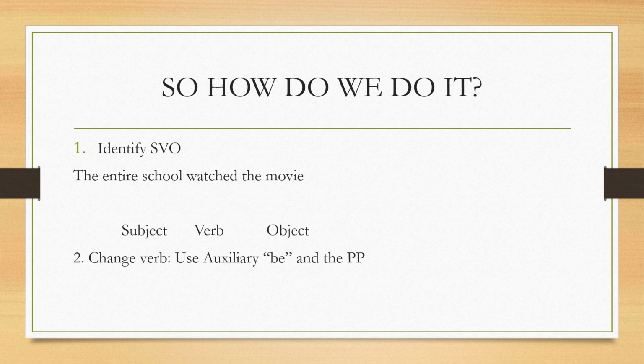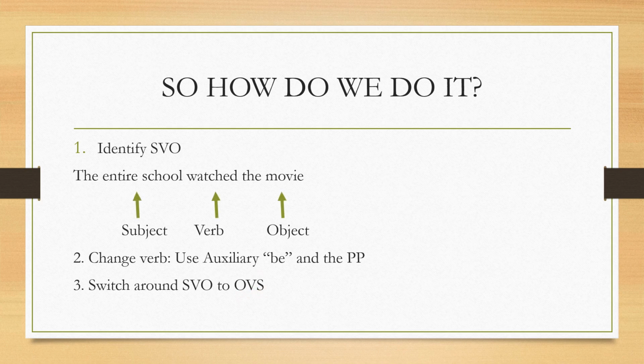And you have to change the verb, which means use the auxiliary of be and the past participle. If you don't know what a past participle is, please go watch my video on tenses. And then switch around the subject, verb, object to object, verb, subject. The same goes for when you are trying to take something from passive voice back to active. You are changing it from object, verb, subject to subject, verb, object. Now, if you're not sure what I mean, SVO stands for subject, verb, object, and OVS, object, verb, subject.